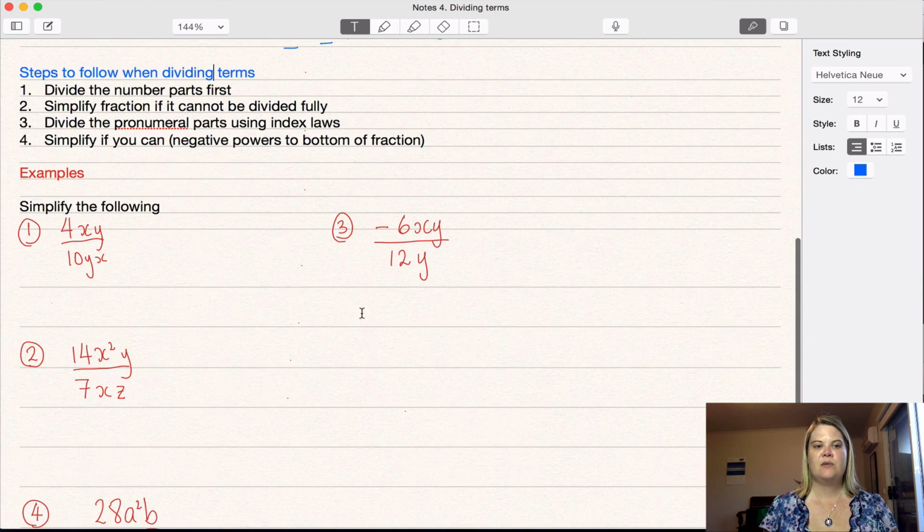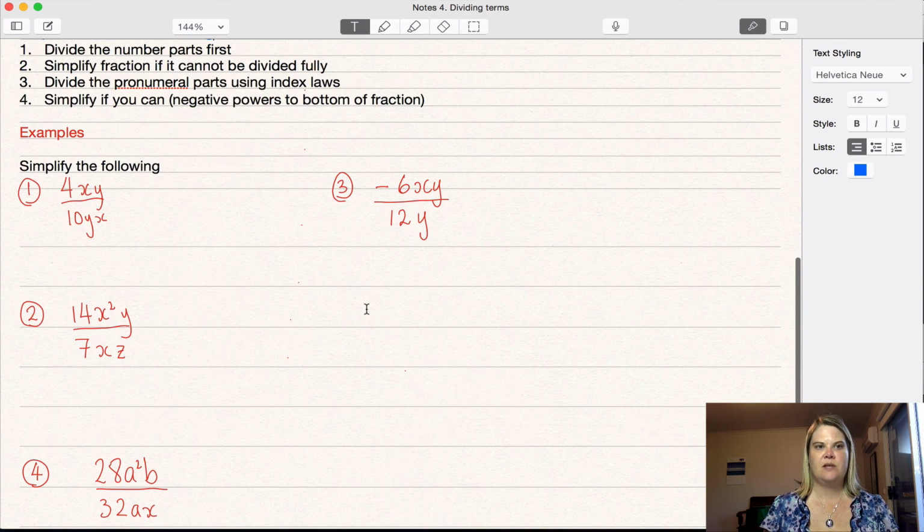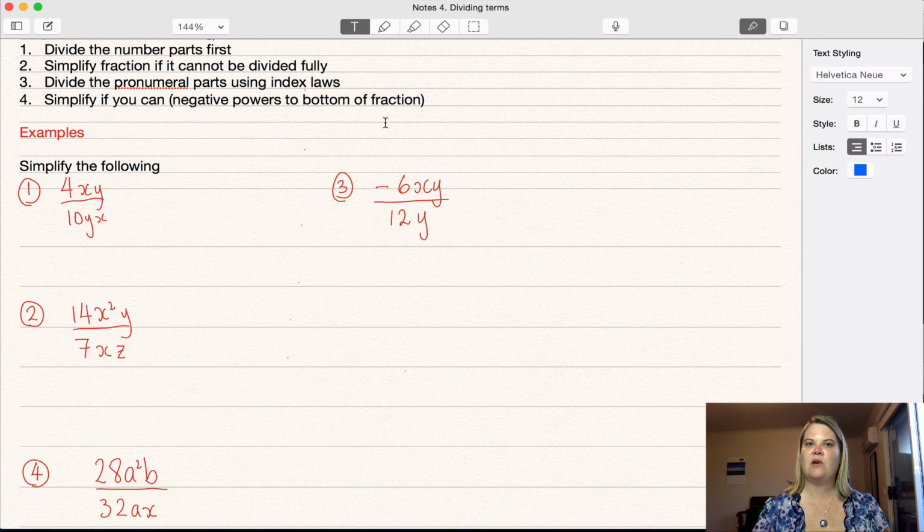I've got 4 examples here that we're going to work through together. Please pause the video now and have a go at them yourself. Okay, hopefully you've had a go at these examples. Let's go through the solutions together.